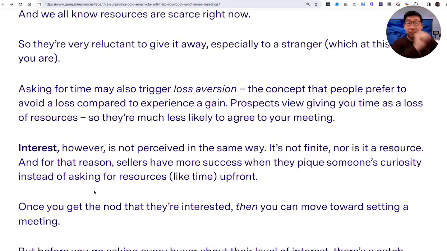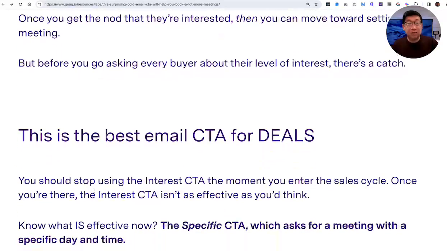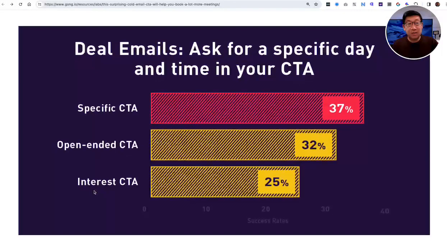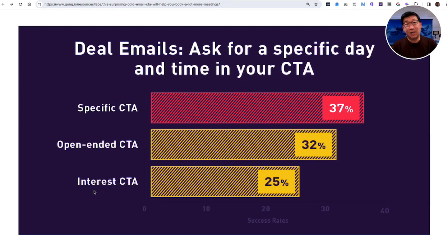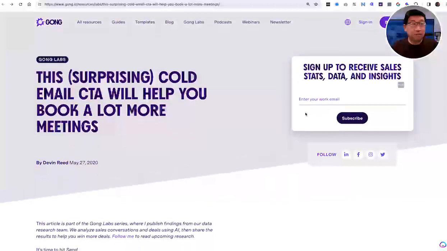And then once you go from a lead to a prospect, you're in conversation, you're getting to the deal specifics, all the results flip. That general interest CTA, basically, hey, you want to close the deal type of email. You want to actually talk about the details. Would you like to talk? Would you be interested in learning the terms of agreement or the SOW or whatever it is? That was not the winner. Specific day and time actually wins. So, a really interesting thing from Gong Labs.